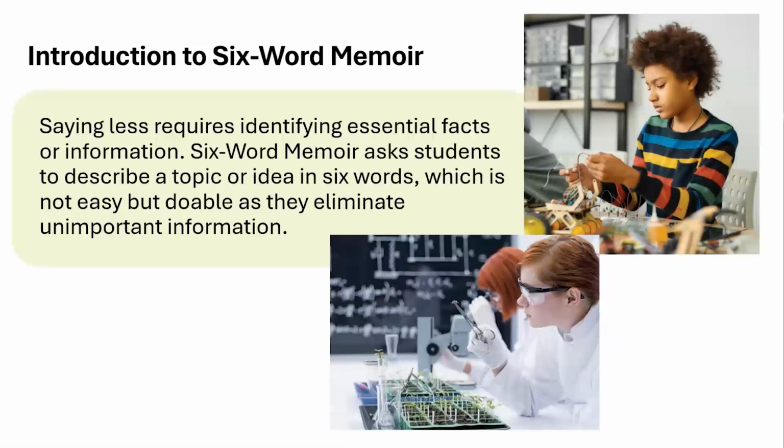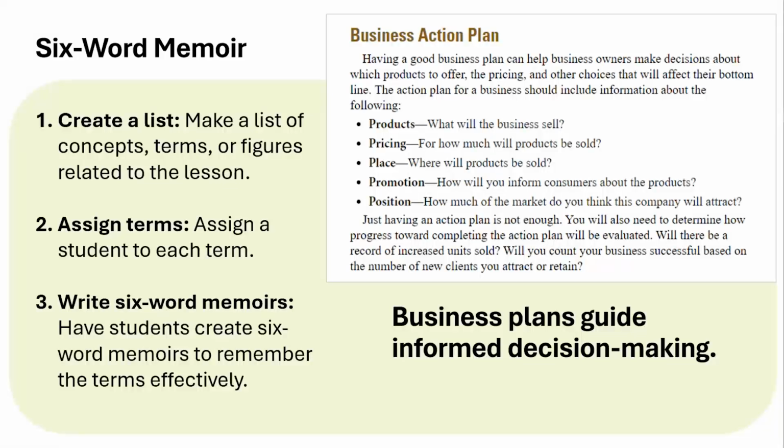So what does that look like when it's applied to your textbook? First, you could assign a section of the chapter to read, and then ask students to summarize what they just read by creating a 6-word memoir. For example, in the upper right-hand corner, you see a section of the business action plan from the textbook. After students finish reading the section on the business action plan, you could ask them to create a 6-word memoir. An example of that might be something like, Business Plans Guide Informed Decision-Making.